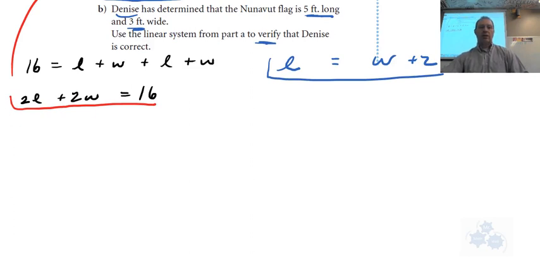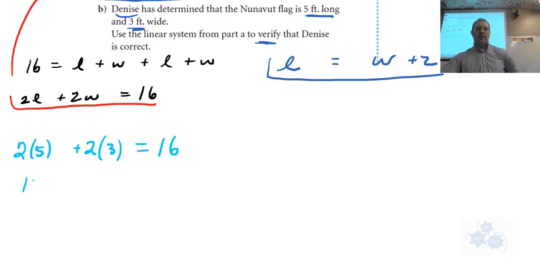So let's see here. I'm going to use a different color, this blue one. So 2 times the length she said was 5 plus 2 times the width she said was 3. So we're going to see if that equals 16. 2 times 5 is 10. 2 times 3 is 6. Does that equal 16? Yes. 10 plus 6 equals 16. So that's good for equation 1.